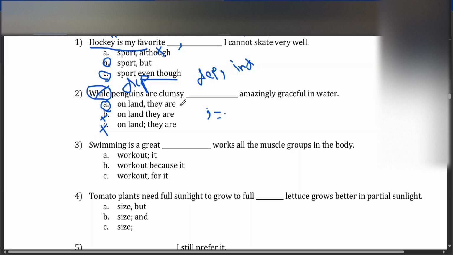Number 3. What was your answer? You answered C. And for number 3, C is correct. But guess what? Let's check the other answers too. Swimming is a great workout. This is a dependent clause. This is an independent clause, which is simply a complete sentence. So after a complete sentence, we can use a period, semicolon, or comma, fanboys. So the 3 answers are correct. Again, I can use a semicolon, or because without a comma, or comma, fanboys.